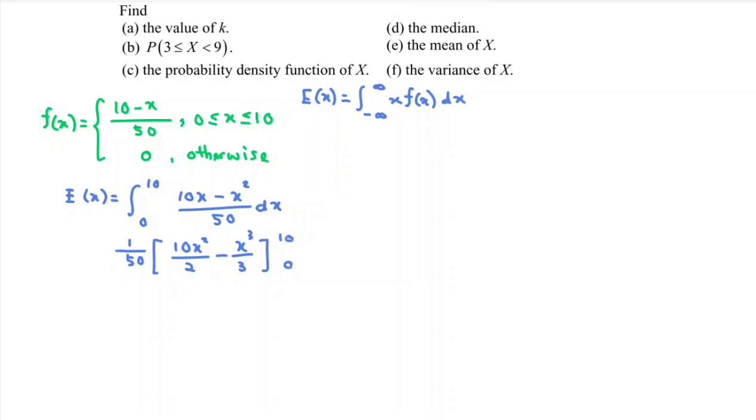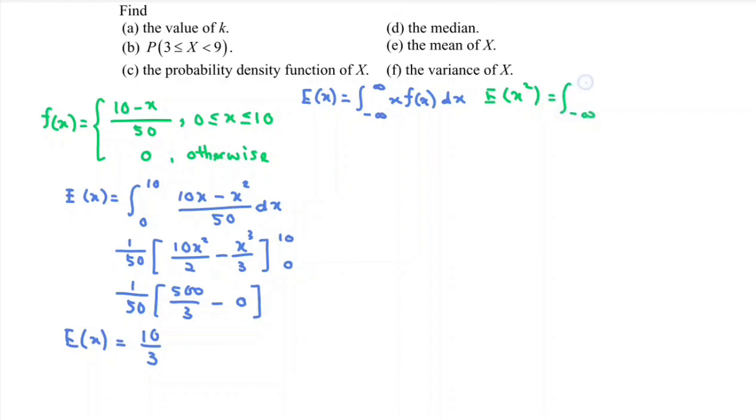If we substitute the 10, then we will have 1 over 50 times (500 over 3 minus 0). So E(X) will be equal to 10 over 3. Next is to find E(X squared). The formula will be the integral from negative infinity to infinity, and this time we have to multiply by x squared with the function f(x) with respect to x.